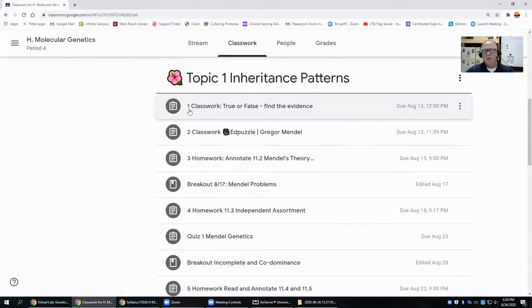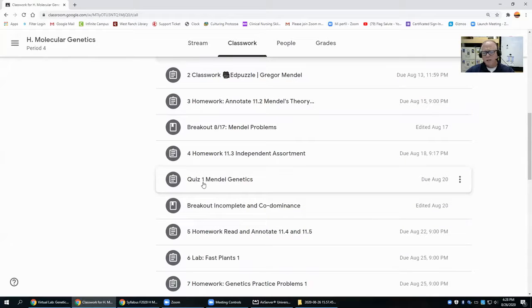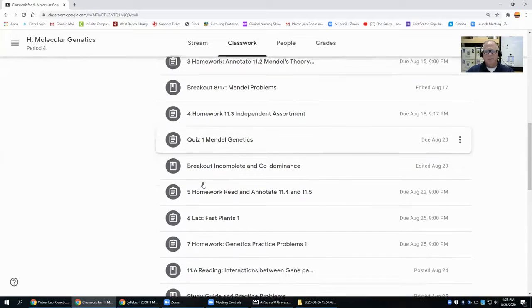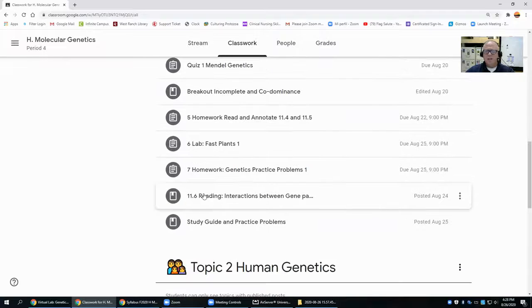Anything you see with a number is a graded assignment. So here are the graded assignments. This is something we did in class, a graded assignment, a quiz. You see a number there, that's a graded assignment. So we have quite a few graded assignments. This is just a reading. It's not a graded assignment. That's just a chapter that they were reading. And then here's some practice problems to help them get ready.